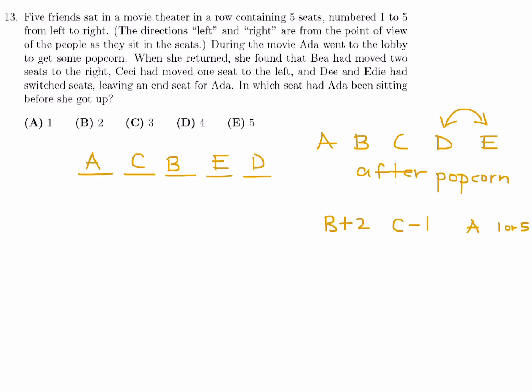So this is where it is after the popcorn. Where were they before the popcorn? Well, before the popcorn, B was here, C was here, D was here, and E was here. So A must have been there, and that is position 2. So number 13, the answer is B.